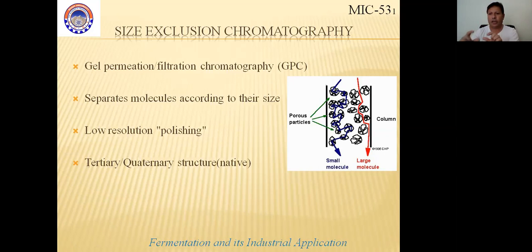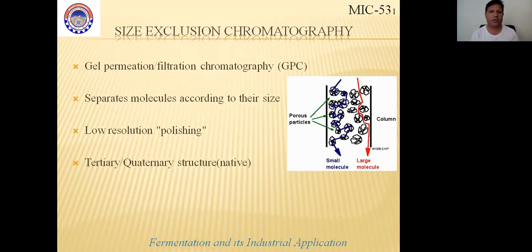We will collect large molecules first in one open drop, then small molecules, then smaller molecules in another open drop. So we will separate all these molecules present in solution on the basis of molecular size. Molecules having large size will come out first, followed by smaller ones, and the smallest molecules will come at last.